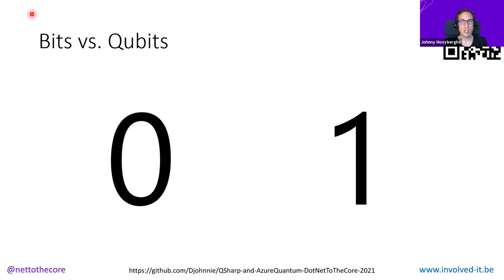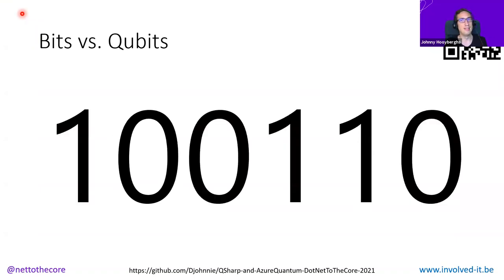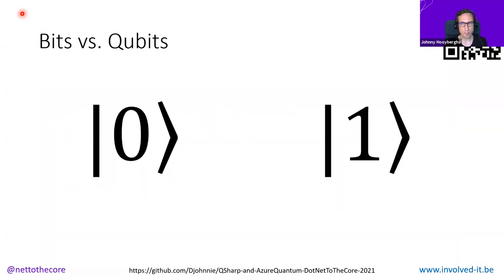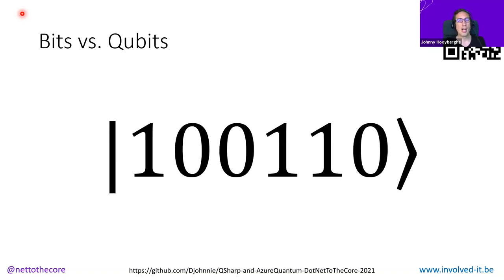So again, classical bits can be zero or one. We can combine bits to represent data. A combination of zeros and ones can represent all kinds of data. When we look at the quantum world, it's exactly the same thing. And that's the cool thing about quantum. You don't really have to learn entirely different stuff. We still have the concept of bits. The notation is a little bit different, and we can still combine bits to represent data. Again, the notation is a little bit different.